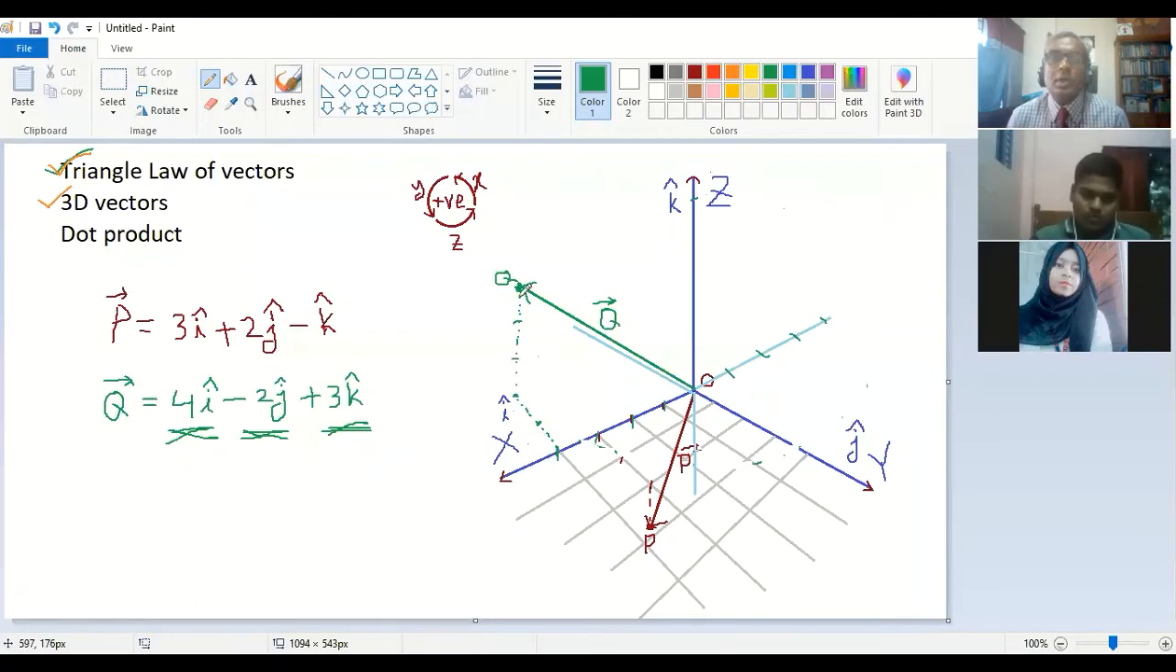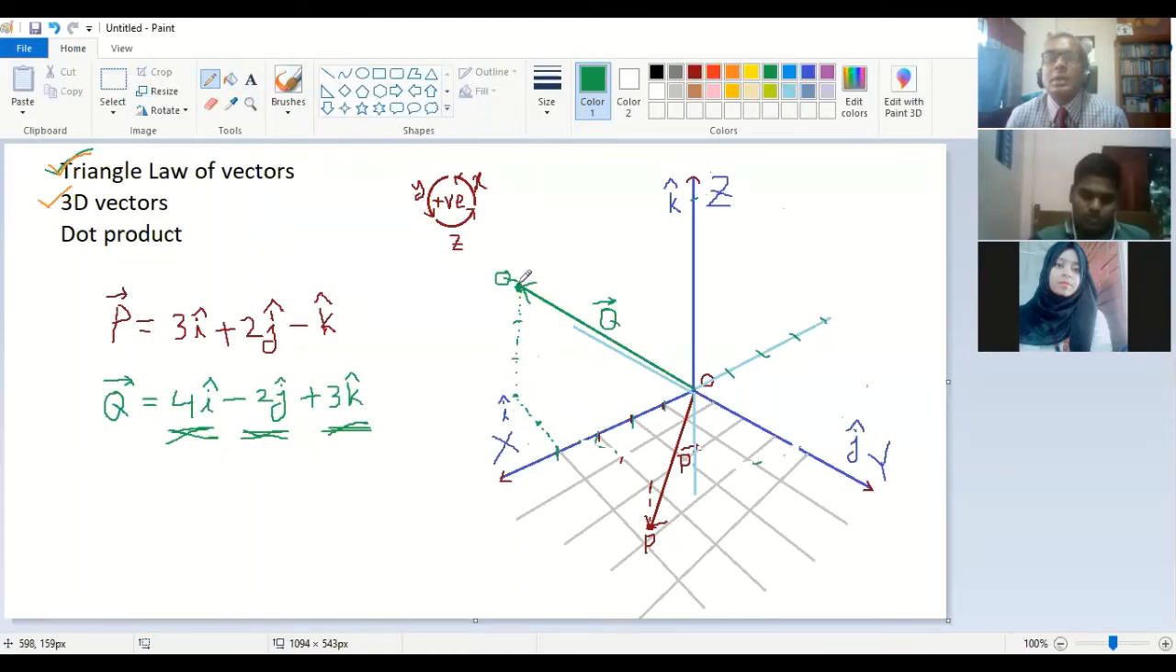So up means positive k, and minus means downside. Downside means negative k. So in this case, it is plus 3k. So you will go up. Up means like this z-axis, going straight up parallel to it. So it will be 3 units. So 1, 2, 3, and then you stop. So that will be the last point.